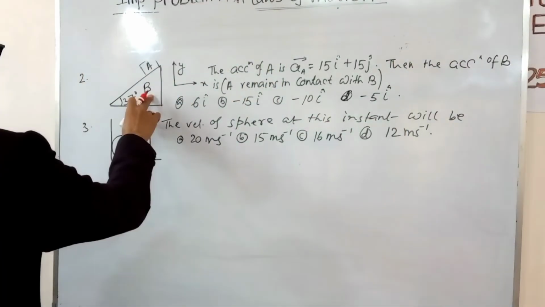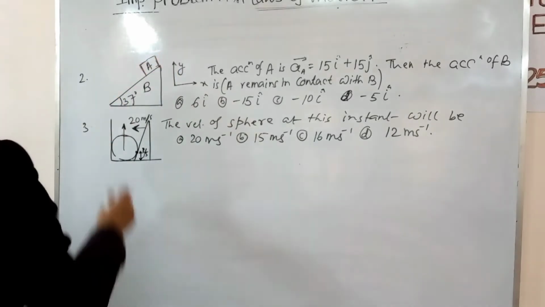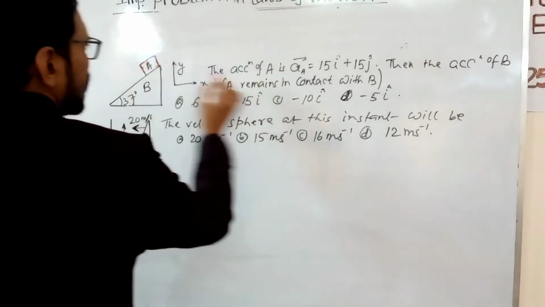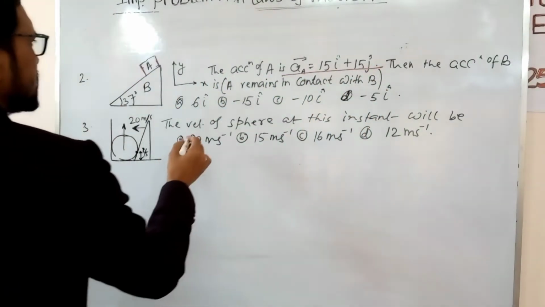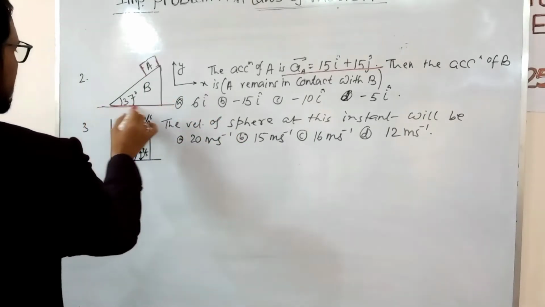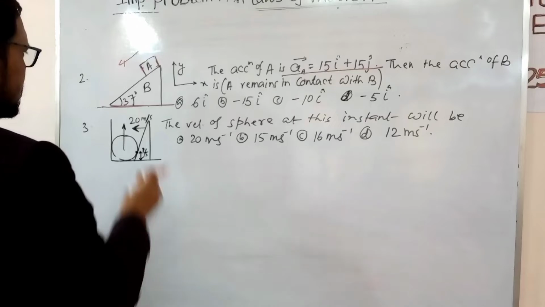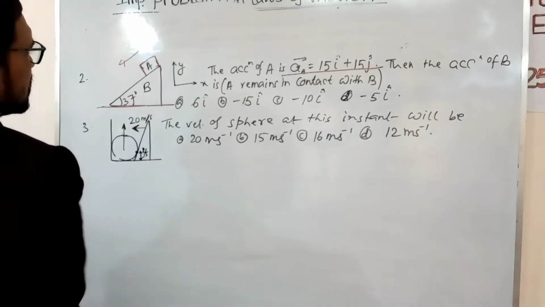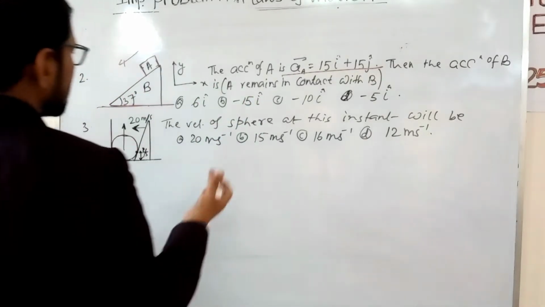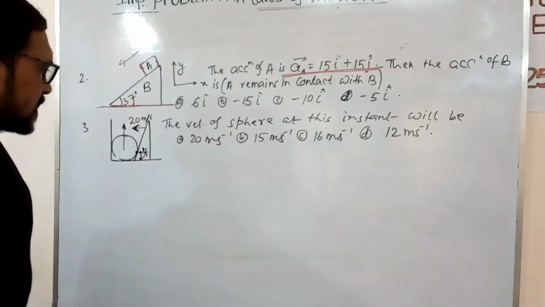Okay, so this is wedge B, and block A is placed over the wedge, at an angle of 37 degrees. The acceleration of block A is given, then what is the acceleration of B? This is a smooth surface. So if block A moves with an acceleration, then block B moves in this direction. The acceleration of A is given. What is the acceleration of block B?